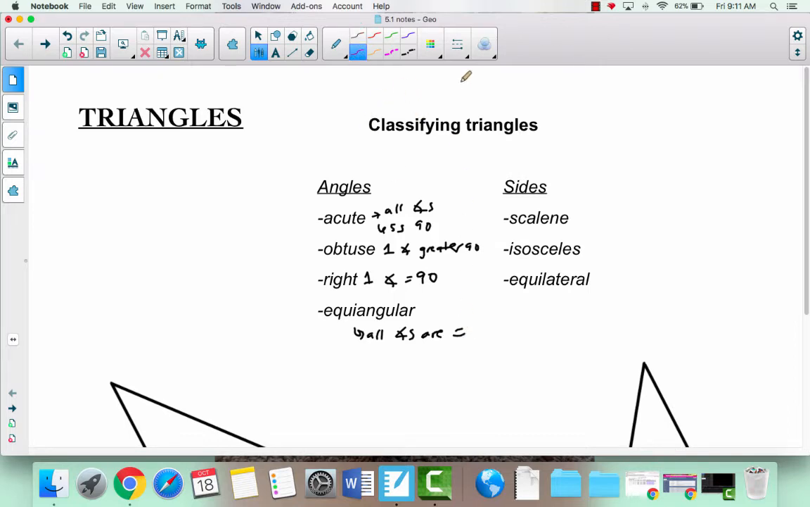For sides, same concept, but we have three vocab words: scalene, isosceles, and equilateral. Scalene, if you remember, means that all the sides are different lengths. Isosceles means two or more sides are congruent. And then equilateral just means that all the sides are congruent. And if a triangle is equiangular, then it will automatically be equilateral. So that's kind of a cool little connection between those two.